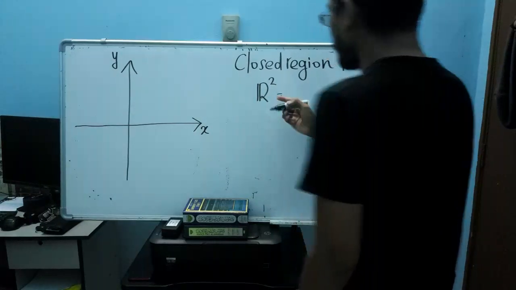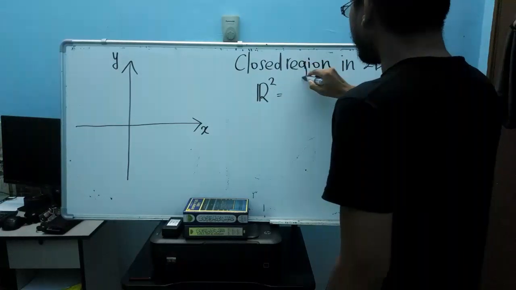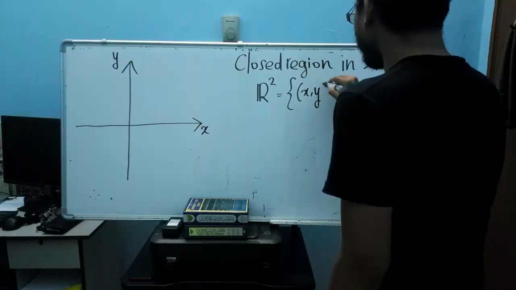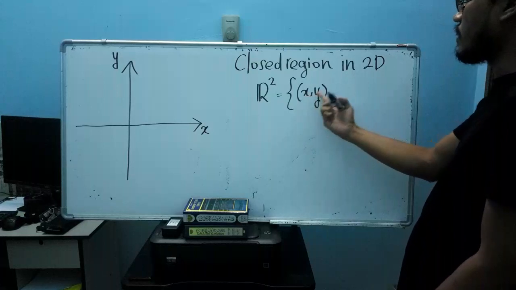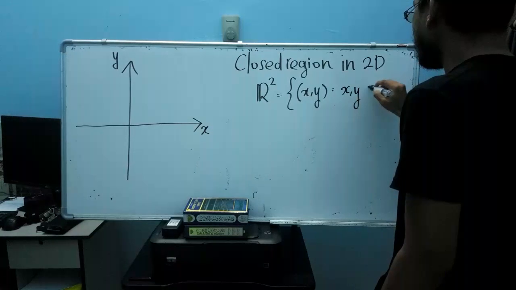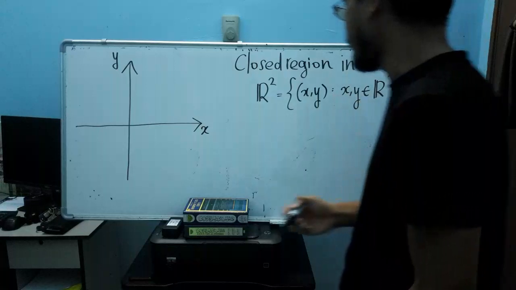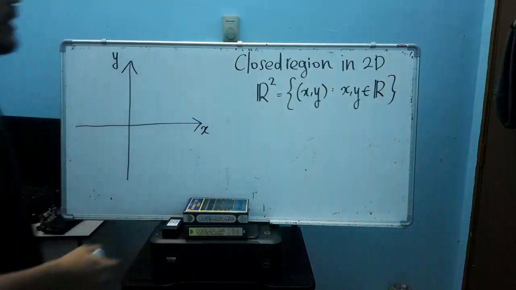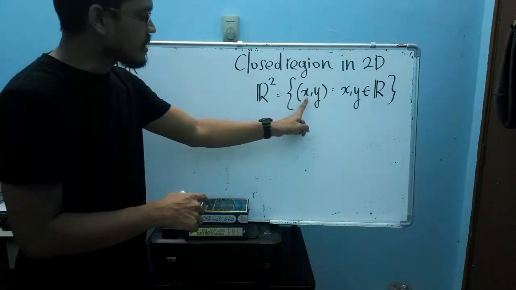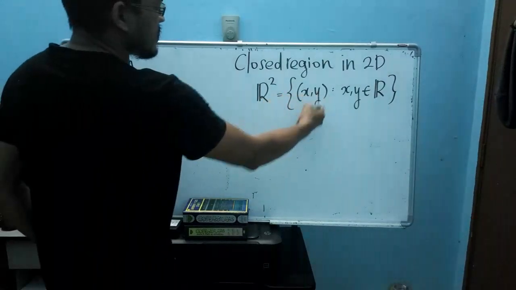What is the meaning of two-dimensional here? It is just a collection of points (x, y), where of course x and y are real numbers. So we have a point (x, y) where x is any real number and y is any real number. Of course x and y are independent.